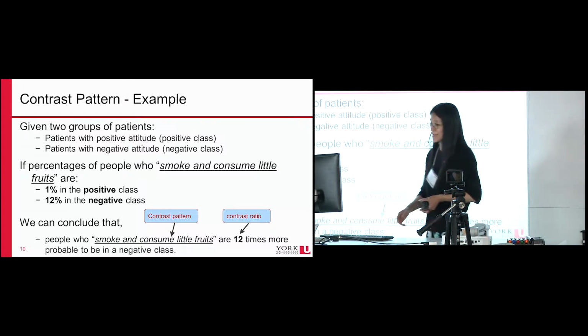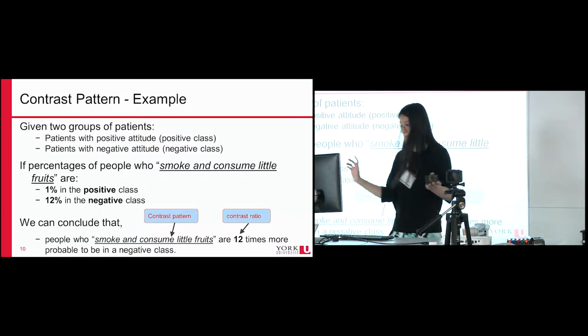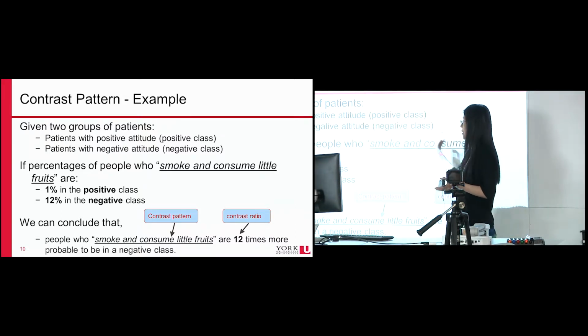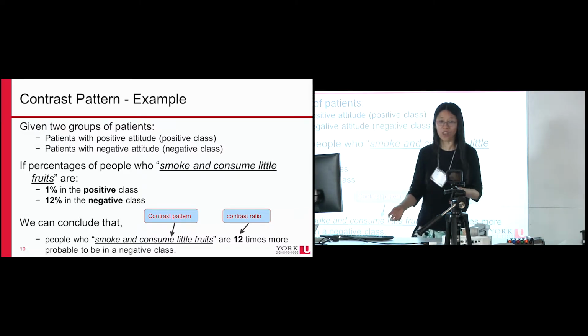The ratio between these two percentages is called the contrast ratio. So this is an example of a contrast pattern. As you can see, contrast patterns are basically conjunctions of items. Here an item is an answer to a question.